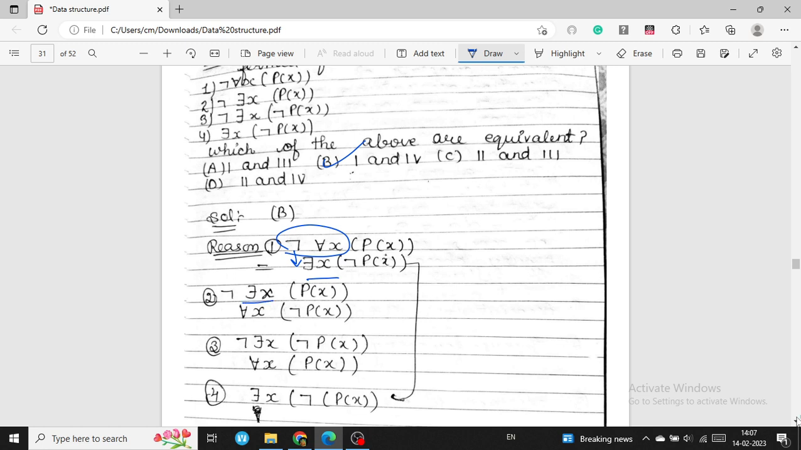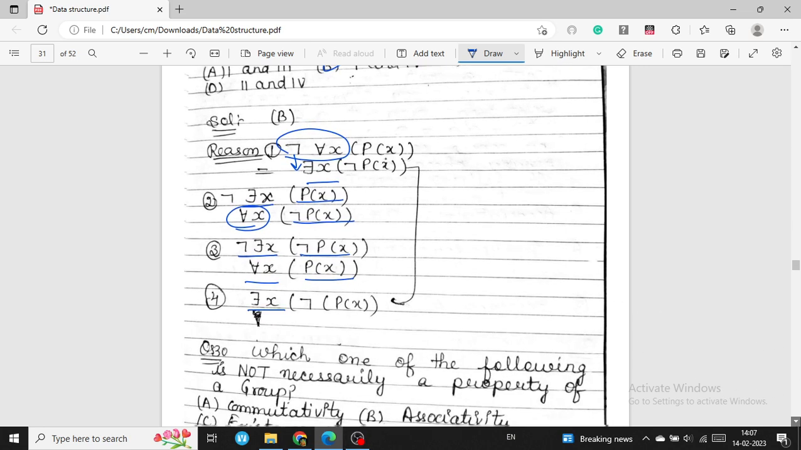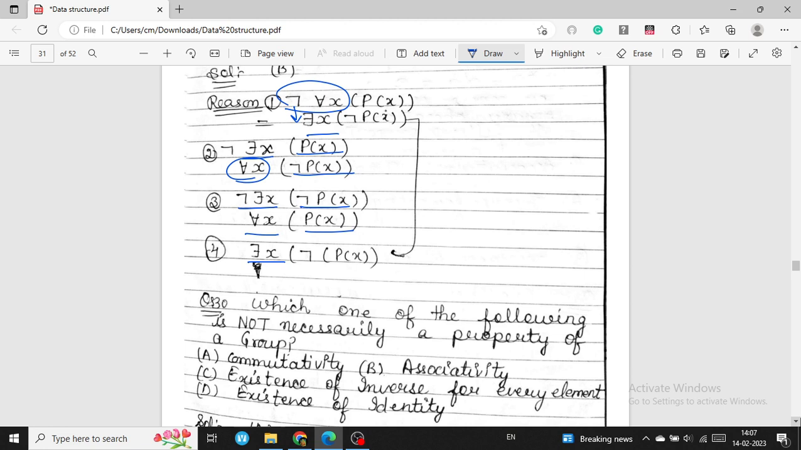Not there exists converts into for all x, not P(x). Not for all converts into there exists, not P(x). And there exists not P(x) will remain as it is. You can see the answers which will match, the first and fourth.